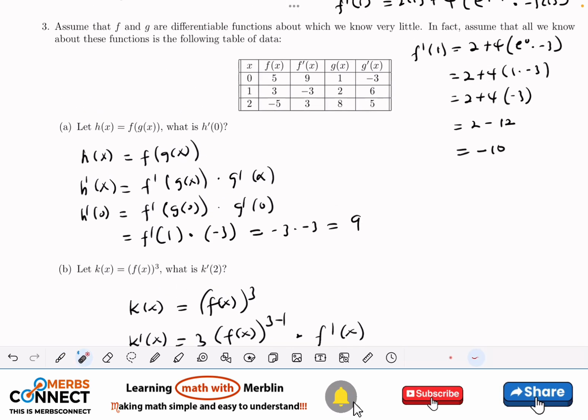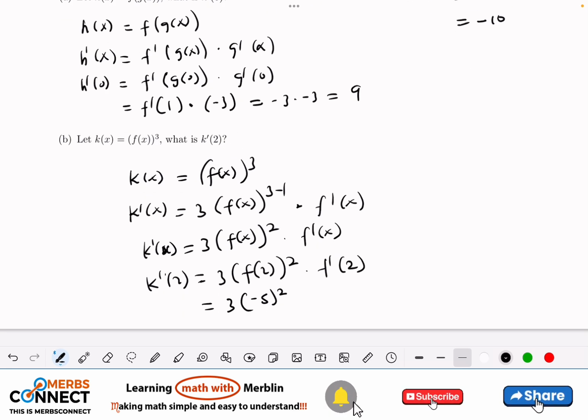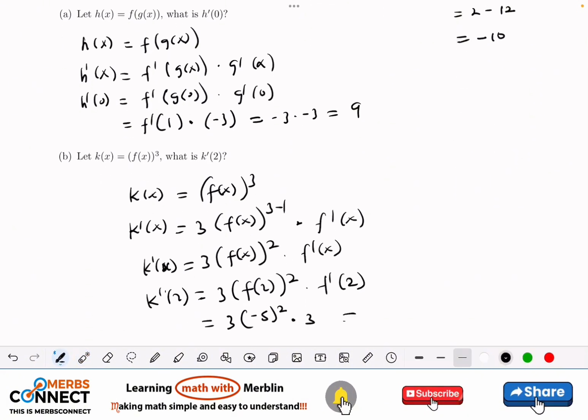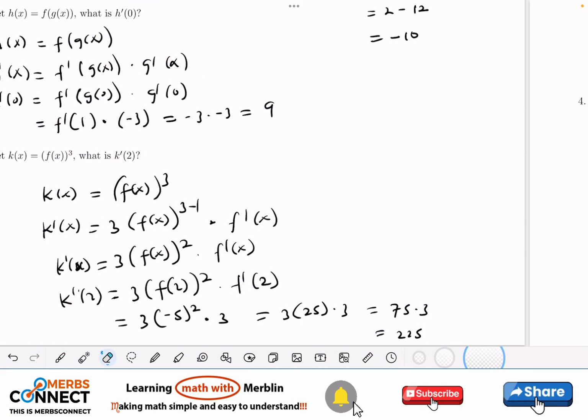Now f of 2, let's go to the table. F of 2 here is negative 5, right? Yes. So we are going to have negative 5 squared. Then we need f prime of 2. F prime of 2 is 3. So we are going to have times 3. So 3 times 25 times 3. 3 times 25 is 75, times 3. So 75 times 3 is going to give us 225. I'm sure it's right, so let me just do it here and see. 3 times 5 is 15 plus 1. 3 times 7 is 21. 21 plus 1 is 22, which is right. So that is what you are going to get for the function, right?